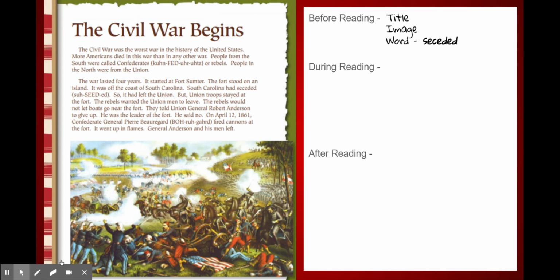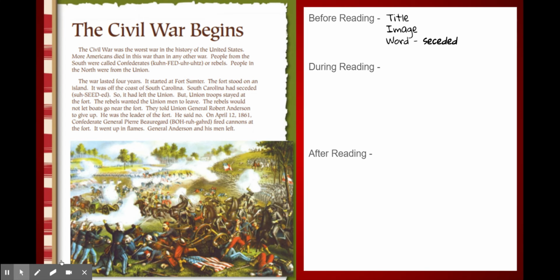I will also look at the image. This image is obviously a painting by an artist. It's not a photograph, so it doesn't depict what really happened, and it may include the artist's opinion. As a reader, I need to think about that. When I skim through the text, I also see the word seceded. I know this word is important because I've read other texts on the Civil War in which this has appeared. So I'll be sure that I understand the connection with this word in this text.